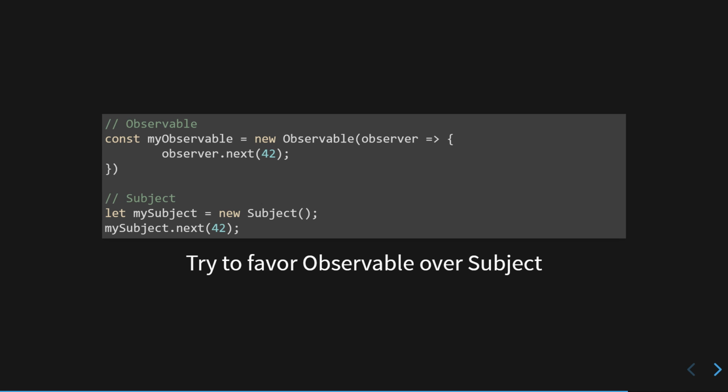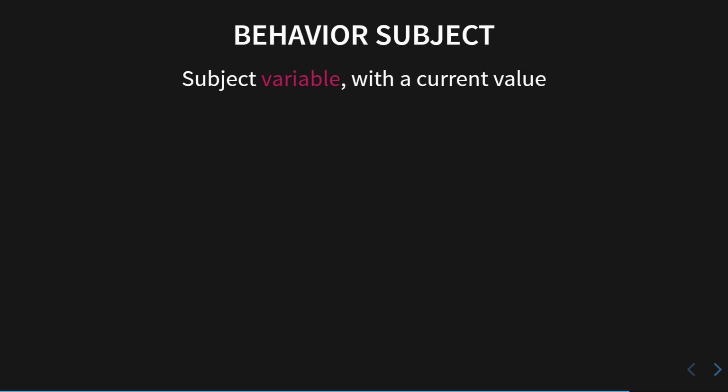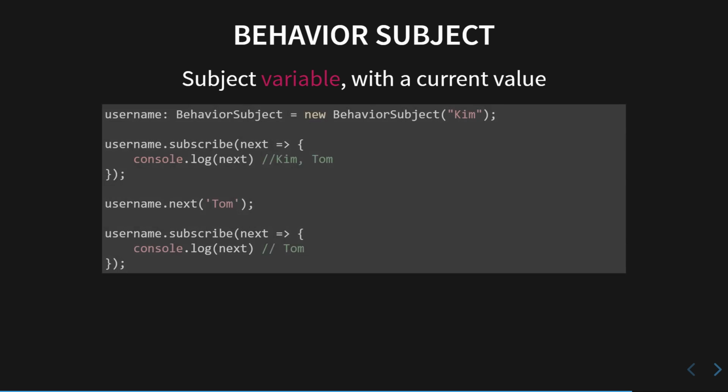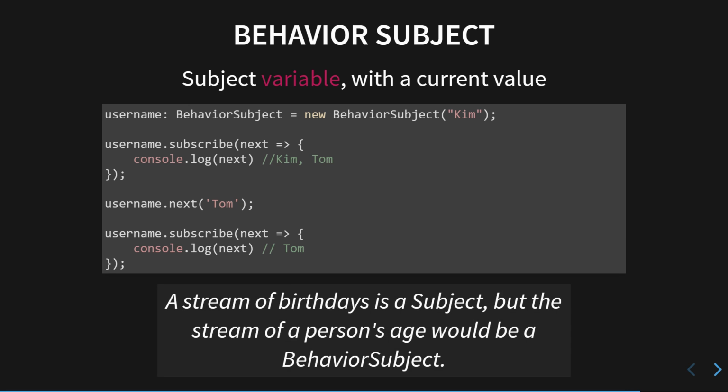And we have a variation of the subject, which is called behavior subject, with just one change. It has a default value. And here we can see a behavior subject that starts with a default value Kim, which is returned on the first subscription. And since the first subscription is set up before the next value Tom is emitted, it also gets that value. But the final subscription only gets the last value, the current value of the behavior subject. A good quote from the documentation sums this up really nicely: a stream of birthdays is a subject, but a stream of a person's age would be a behavior subject.